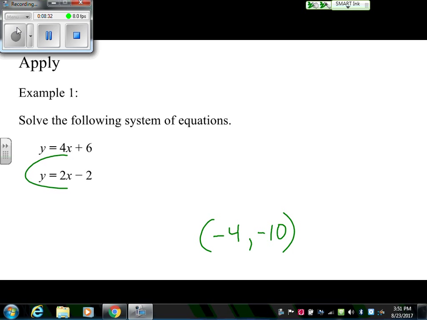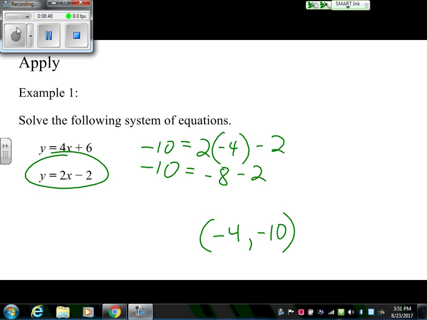So on this one, I've got y equals 2x minus 2. My y value again is negative 10 equals 2 times my x, which is negative 4, minus 2. So I have negative 10 is equal to negative 8 minus 2. This time the signs are the same, negative 8 and negative 2, so I keep that sign, add them together. Again, it's a true statement.